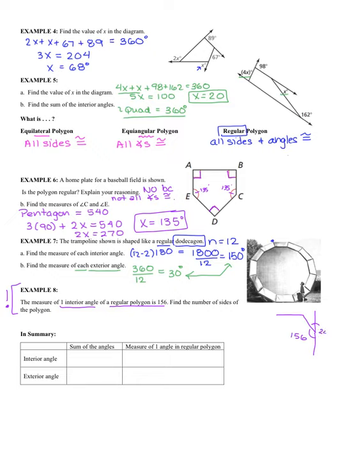Phooey, I touched something I wasn't supposed to touch. 24 degrees, okay? Because those two have to be supplementary. So I can't finish the whole thing because I don't know how many sides there are. That's what we want to find. Find the number of sides. In other words, find n.